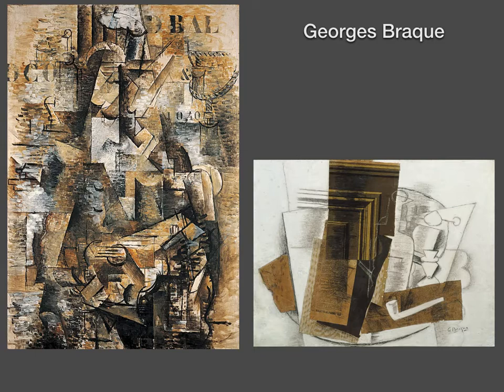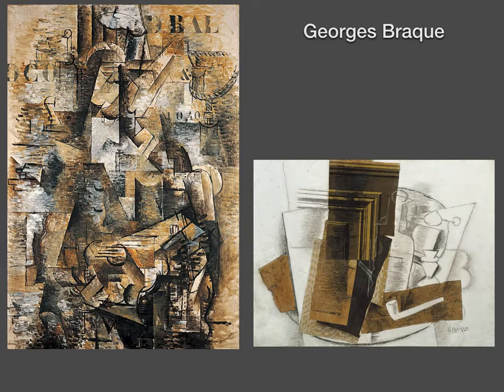Now, the work on the right is Bottle, Newspaper, Pipe, and Glass from 1913, and this is that second stage of Cubism. Here what we have is called collage. Collage is actually from the French word coller, which means stuck paper. And in collage, artists typically glue assorted paper shapes to a drawing or a painting. Here, Braque also uses charcoal lines and shadow to play with multiple viewpoints.